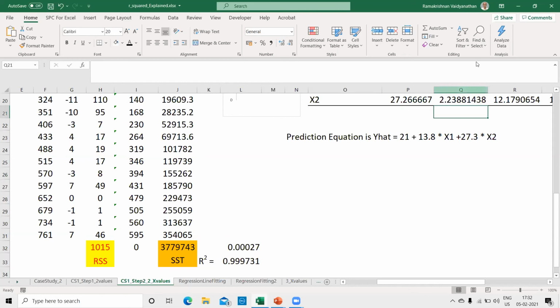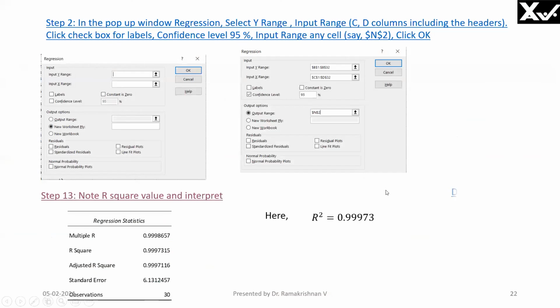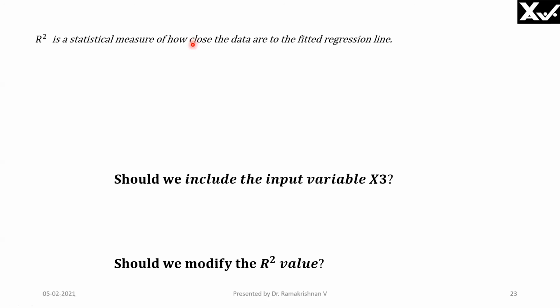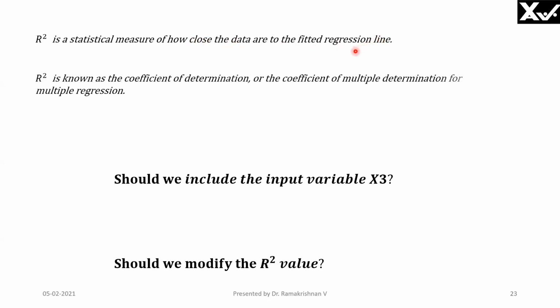Once again, we'll go to the next slide. So do it in Excel. We have done it in Excel. Should we include the input variable X3 or not? Or should we modify the R squared value, right? Because R squared is a statistical measure of how close the data are to the fitted regression line, right? The higher the value, better.